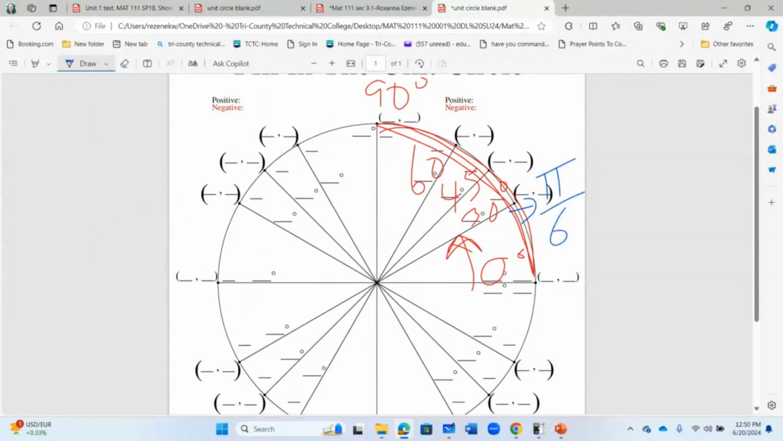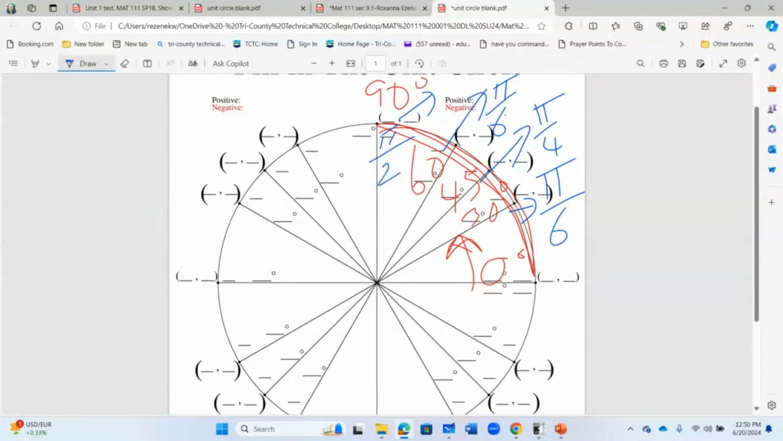We talked about 45 degrees. We know that 45, we found it to be pi over 4 radian. We found 60 to be equal to pi over 6 radian. We found 90 to be equal to pi over 2 radian.